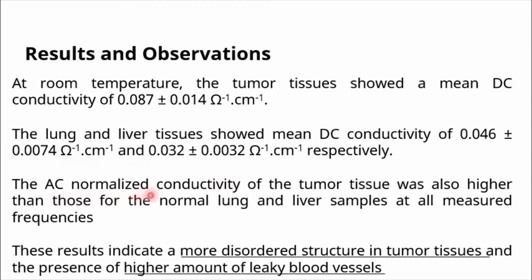The AC normalized conductivity of the tumor tissues was also found to be higher as compared to the normal lung and liver samples at all measured frequencies. We also observed that the tumor tissues have an early onset of AC conduction as compared to the normal lung and liver samples. These results indicate a more disordered structure in the tumor tissues and the presence of a higher amount of leaky blood vessels at the tumor site.